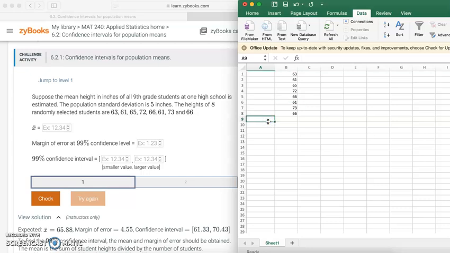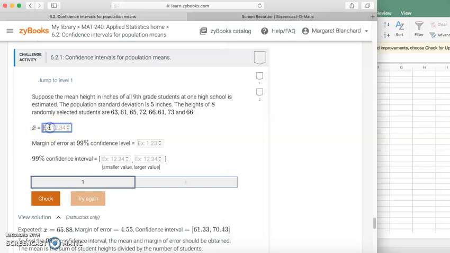So the first thing we need to do is find that sample mean. So we're gonna go ahead and say this is the mean equals average, select those 8 observations. So we can go ahead and put in 65.875, or we can round it up, 65.8888, yep. Okay, margin of error.